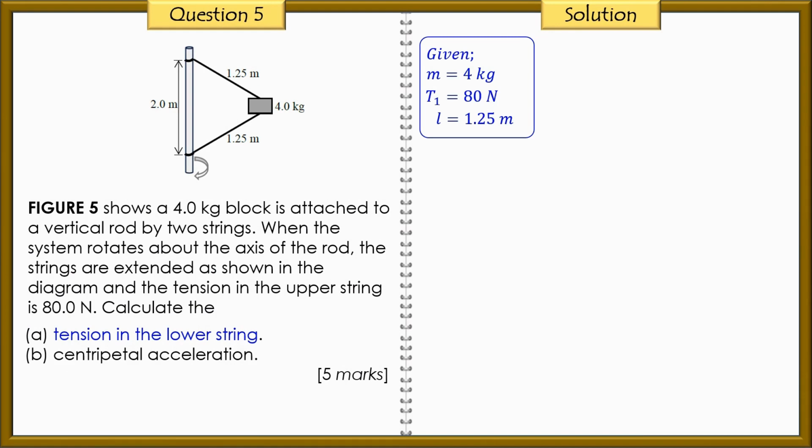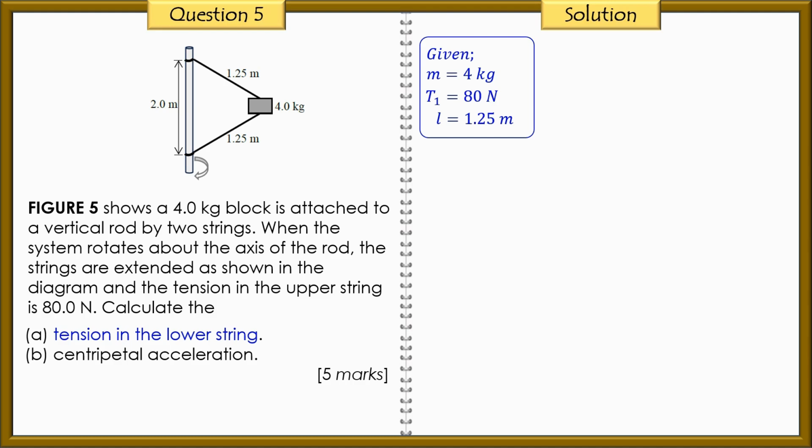Question 5. The figure shows a 4 kilogram block attached to a vertical rod by 2 strings. When the system rotates about the axis of the rod, the strings are extended as shown, and the tension in the upper string is 80 Newton. Calculate the tension in the lower string.